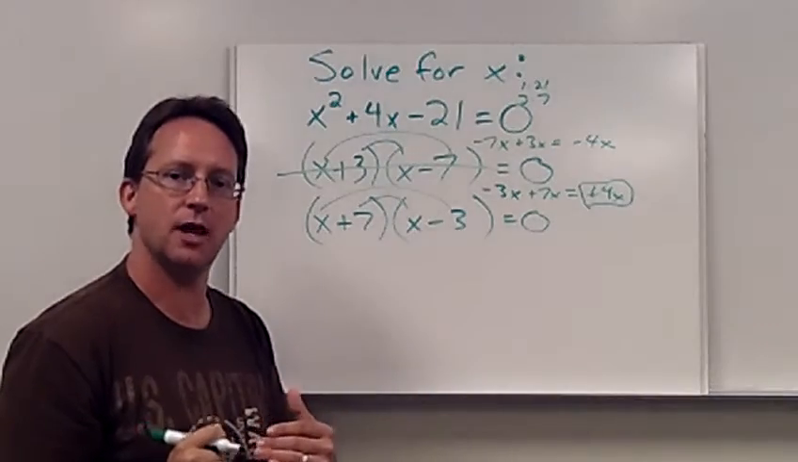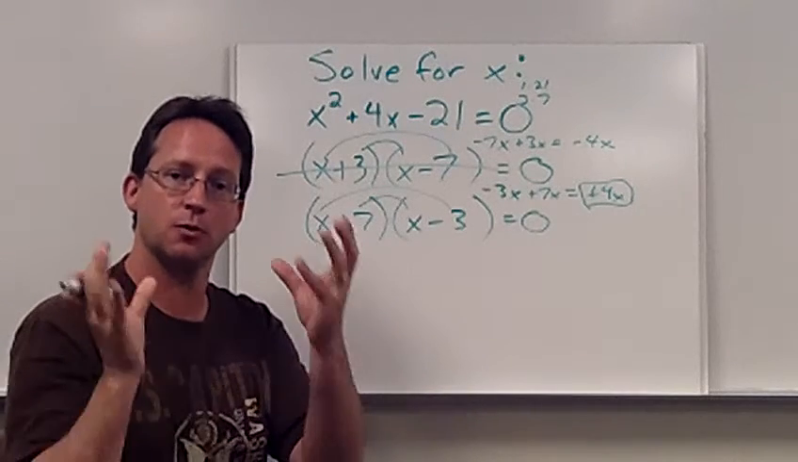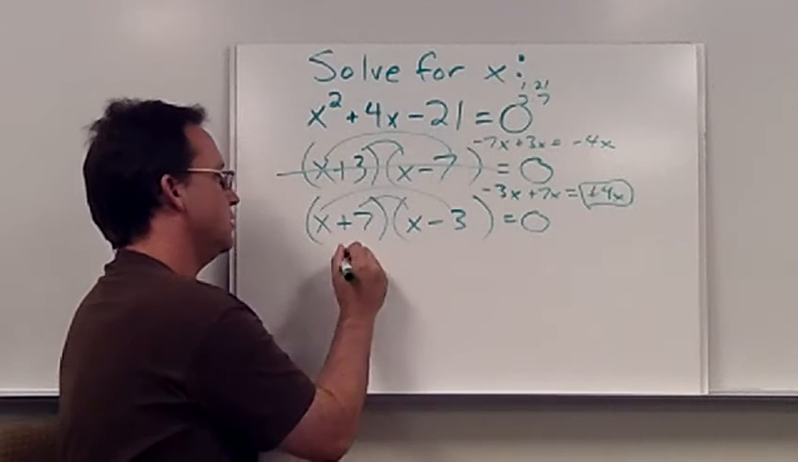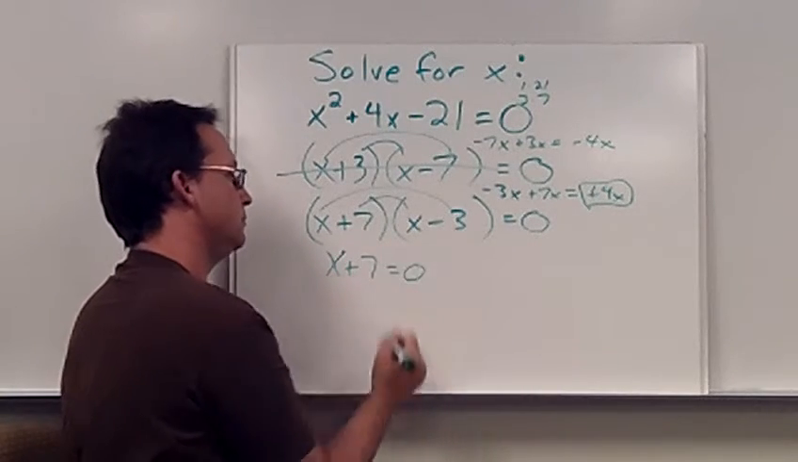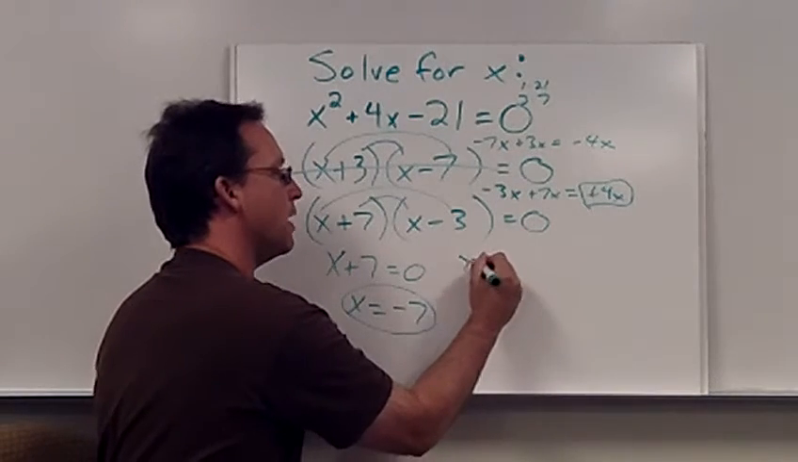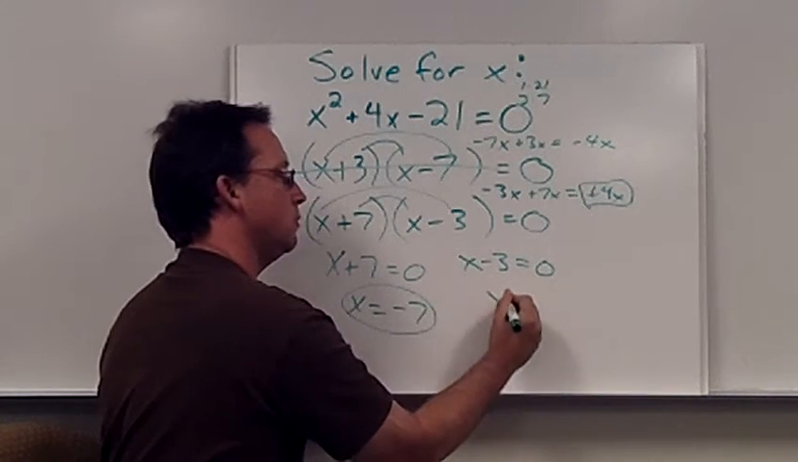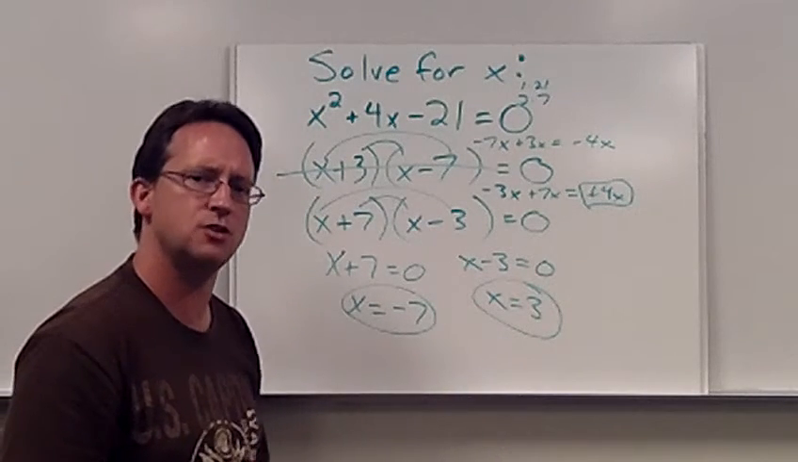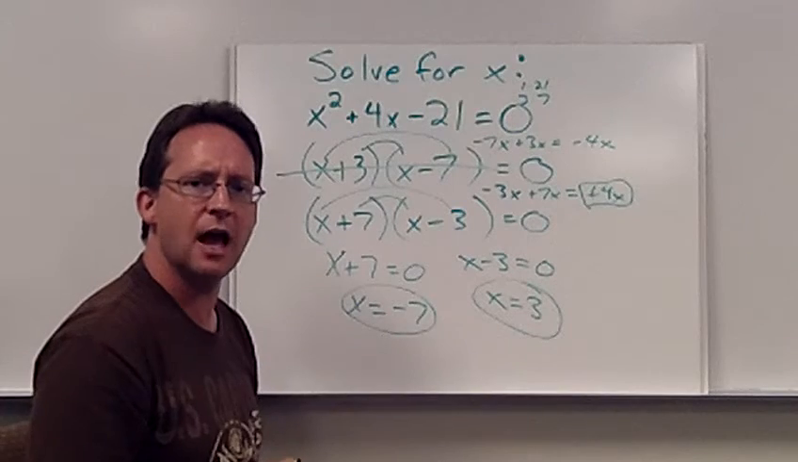Just like we did yesterday, now to find the x-intercepts, we're going to take each of those factors and set them equal to 0 separately. So x plus 7 could be 0, which means x is negative 7. Or x minus 3 is 0, which means that x is 3. 2 x-intercepts here. Again, we've seen 2 x-intercepts the majority of the time so far.